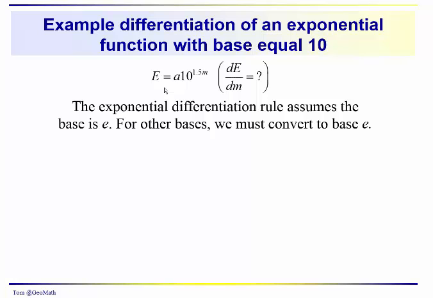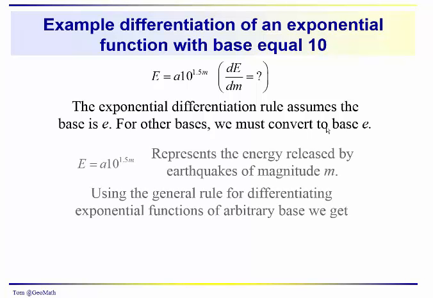When we have something like this, a relationship between earthquake energy and the magnitude of an earthquake, you can see it's an exponential growth function. The energy release increases as magnitude increases. But we have a complication here because we don't have base e. We have base 10. And so remember, what we needed to do there was convert the base 10 in this case to base e. And again, this is just a relationship between the energy released by an earthquake of magnitude M.